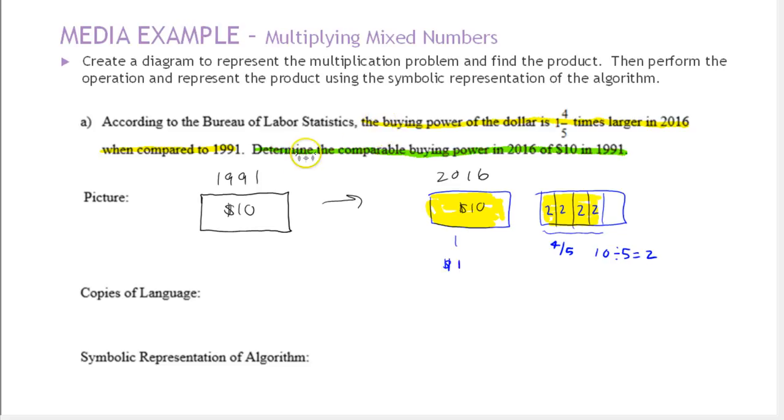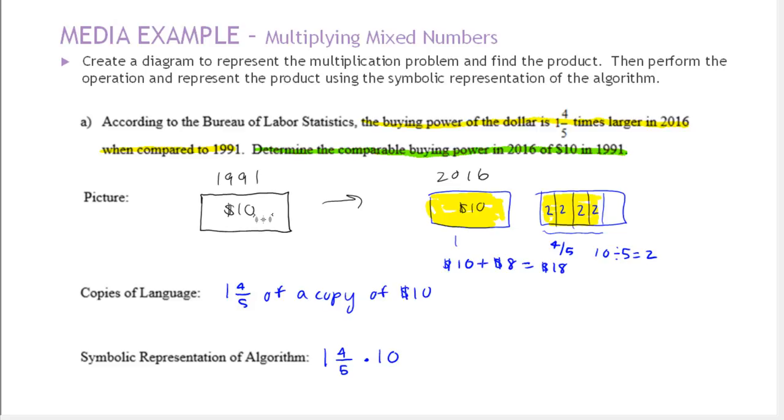So we have $10 plus $8, which is $18. Okay, so in 2016, the buying power of $10 from 1991 is equivalent to $18 in 2016. So we took 1 4/5 of a copy of $10. So now let's write this out in the algorithm. So we have 1 4/5 times 10.